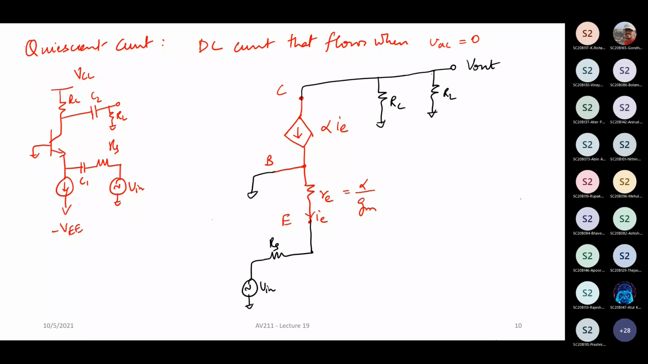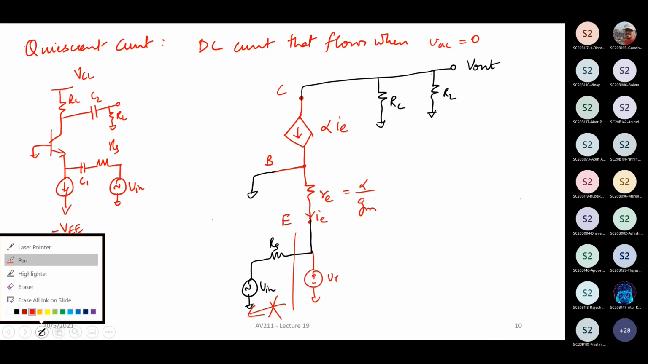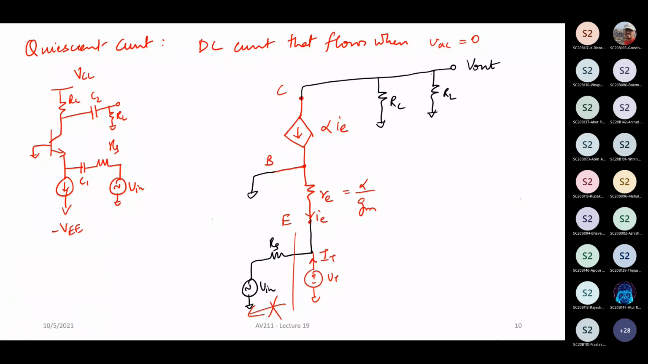Sir, using test voltage and test current. Correct. So in order to find it, you basically connect a test voltage source. This whole part is not there, right? So if you connect a test voltage source here and you find the test current here, what is your test voltage source and what is your test current? So let's say IT is defined as flowing like this. What is IT?